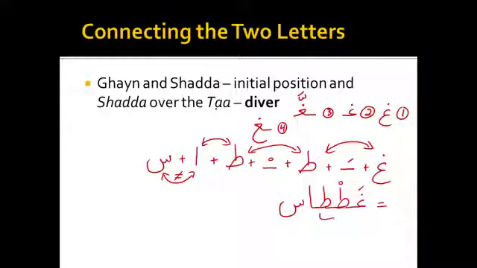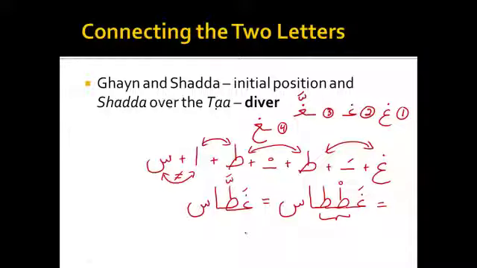Now, because we have these two tas together, we can write them actually as one ta with a shadda, because that's what a shadda means. A shadda is the doubling of a letter. And so we can actually rewrite this as one ta, but with a shadda. Ghattas. And write it like that. And now we have the word ghattas, which means a diver.